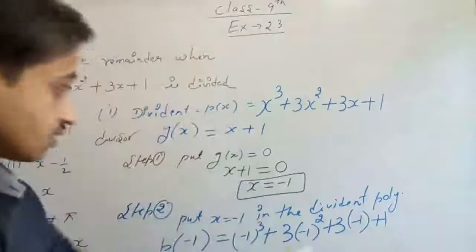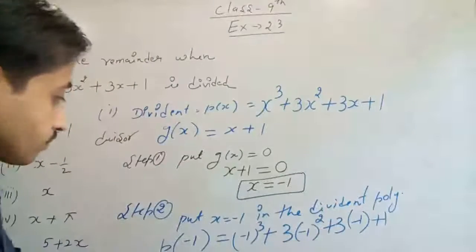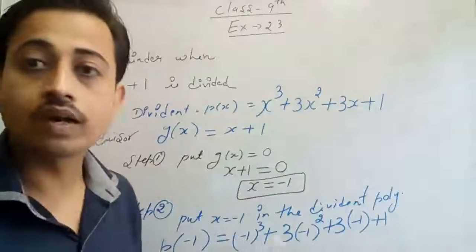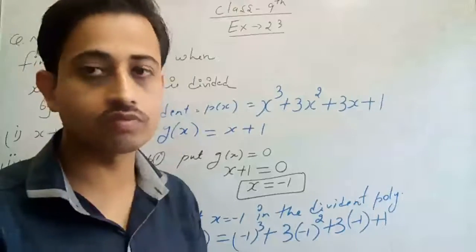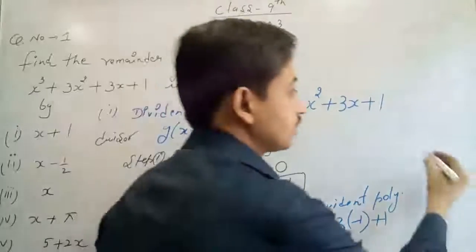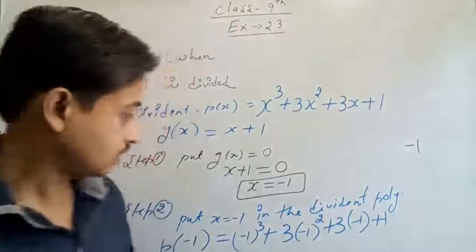Now I am solving this here. Please make a note here. Now minus 1 whole cube is what? Minus 1 into minus 1 into minus 1, we get minus 1. So we get minus 1.